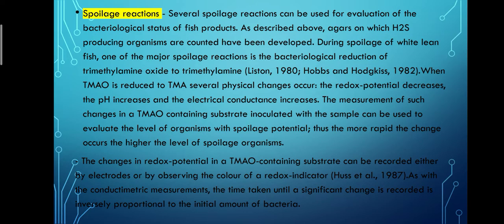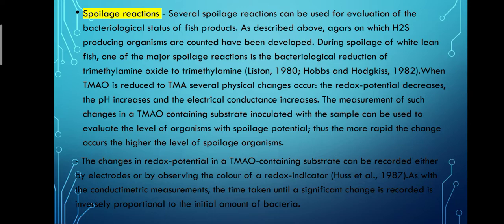So, spoilage reactions. Several spoilage reactions can be used for evaluation of the bacteriological status of fish products. As described above, agars on which H2S producing organisms are counted have been developed. During spoilage of white lean fish, one of the major spoilage reactions is the bacteriological reduction of trimethylamine oxide to trimethylamine. When trimethylamine oxide is reduced to trimethylamine, several physical changes occur.